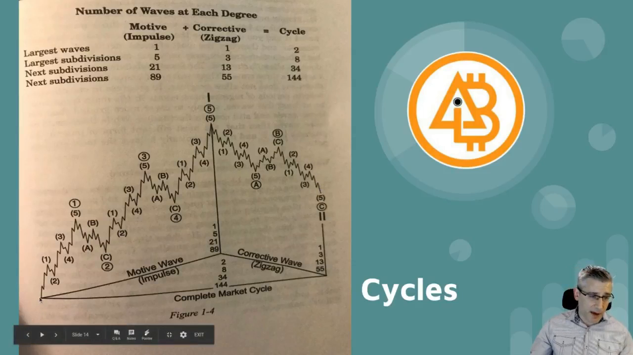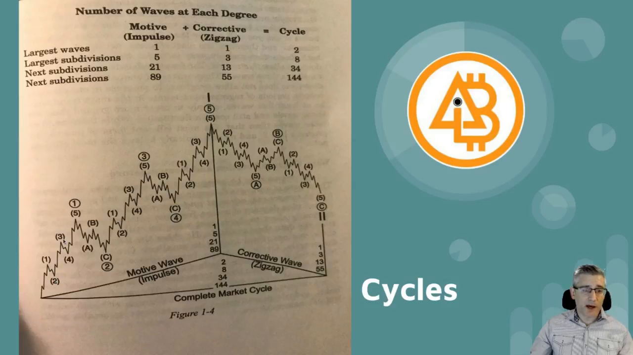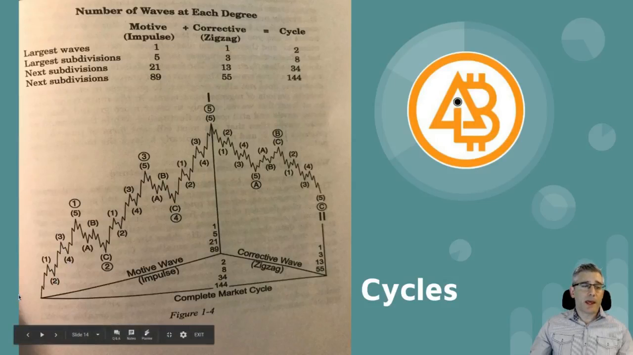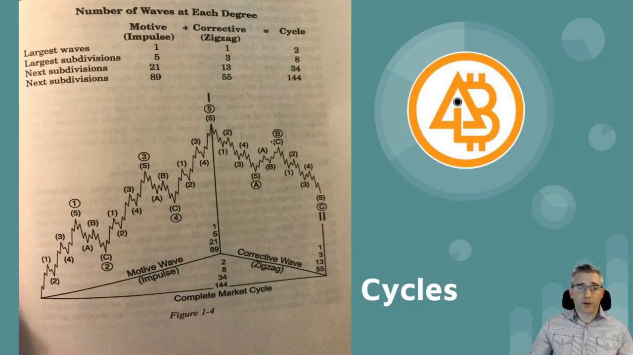So you can see the pattern here: 1, 2, 3, 4, 5, 1, 2, 3, 1, 2, 3, 4, 5, 1, 2, 3. And we also have 1, 2, 3, 4, 5, 1, 2, 3, and 1, 2.